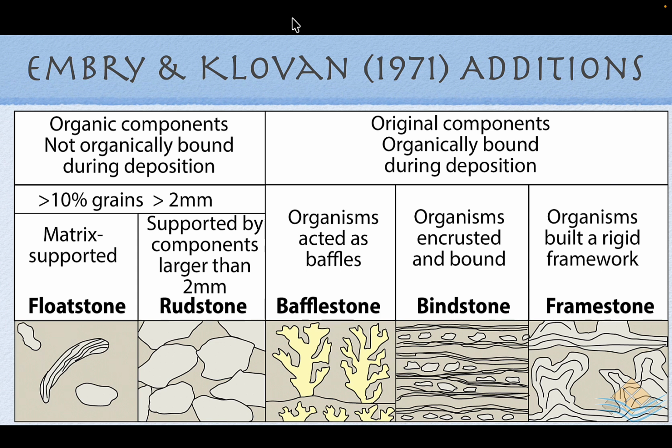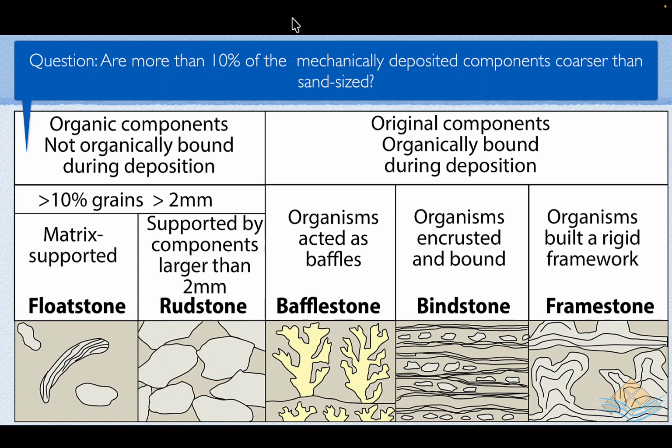Embry and Klovan also added two terms for sediments which have coarser material where the grains are mechanically deposited. These are mechanically reworked components. So these are organic components that were not bound together. These are the debris aprons around a lot of framestone reefs. We see it in the Devonian, we see it in the modern. They're characterized by more than 10% of the grain components being coarser than sand size, coarser than 2 millimeters. If they're matrix supported, they're floatstones. If they're clast to clast supported, where the components are coarser than sand sized, we call them rudstones.